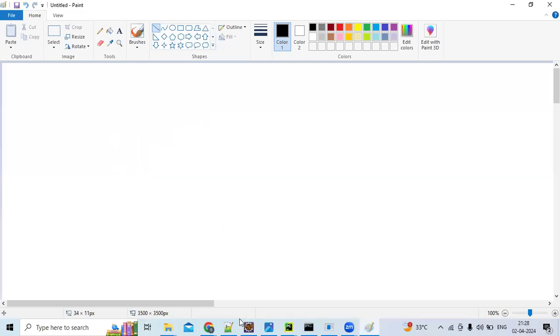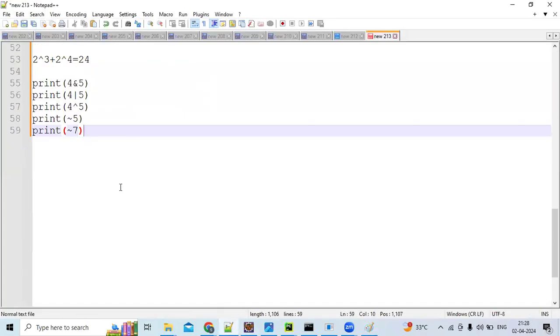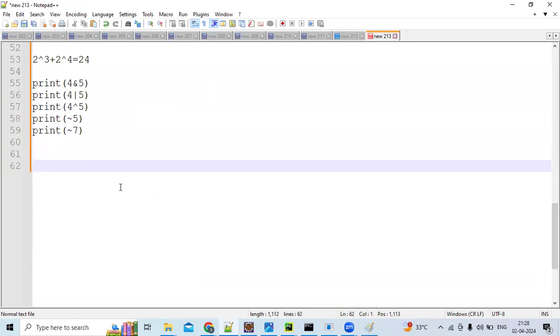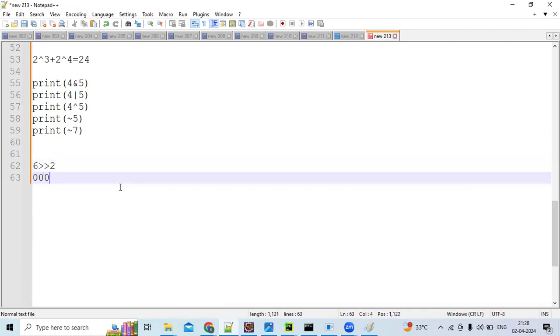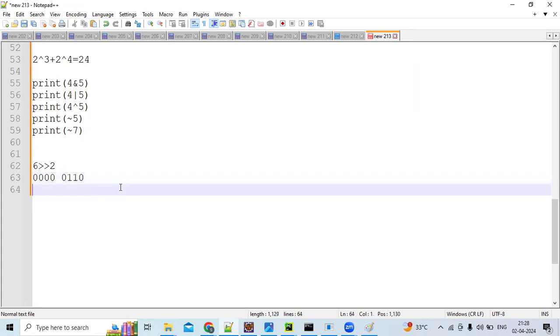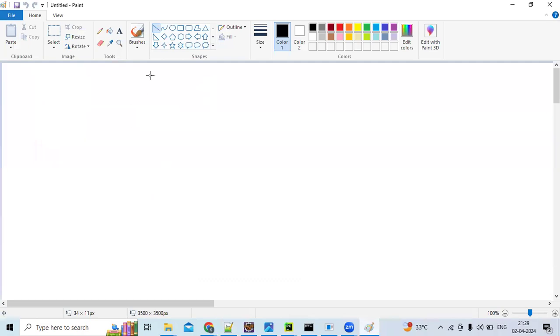Now we'll try right shift. 6 right shift 2. Guys, can you guess the process based on the things we have done so far? Again, 4 zeros, 0, 1, 1, 0. Am I correct, guys? Now we'll cut the right side bits, correct? Because we are doing right shift. Am I correct, guys?